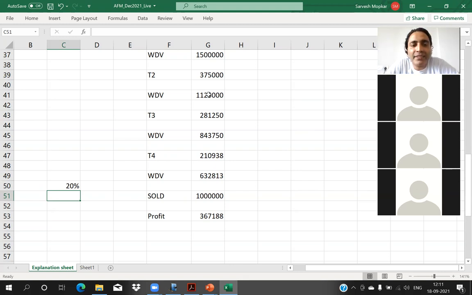Fourth year में how much tax have you saved and how much tax have you paid? Sir, 7, 9, 6, 8, 7. What is that? Sir, depreciation पे हमारा tax की saving होगी. Yes, very good. चलो step by step जाते हैं.